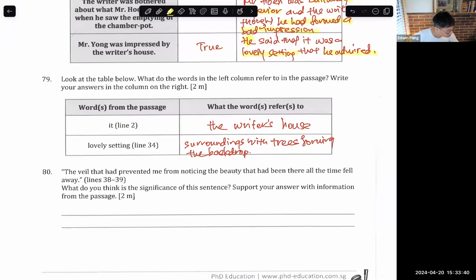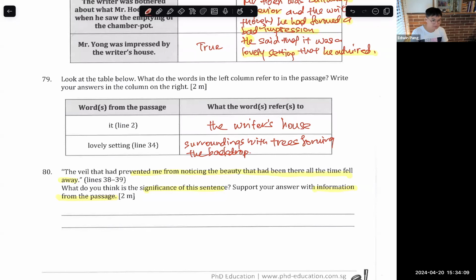Okay, so this one, significance of this sentence, right? Support with information. So this is an author and me question, right? So prevented me from noticing fell away. So the veil fell away, right? Meaning the author is not able to see something that she was not able to see before. Okay, so what is the veil? And what does it mean to fall away? It's basically 1 mark, 1 mark. So 1 mark, what is the veil? And 1 mark, what does it mean when the veil falls away?